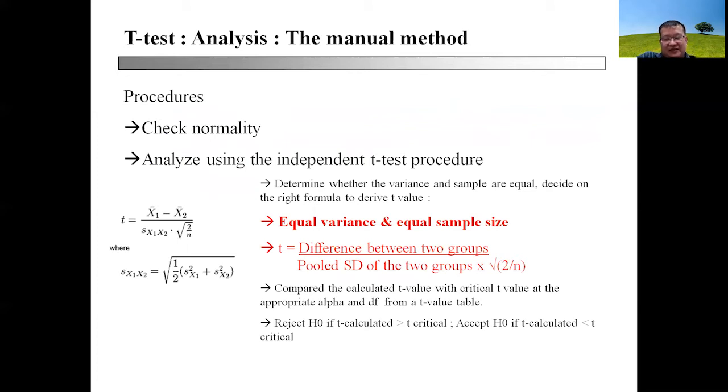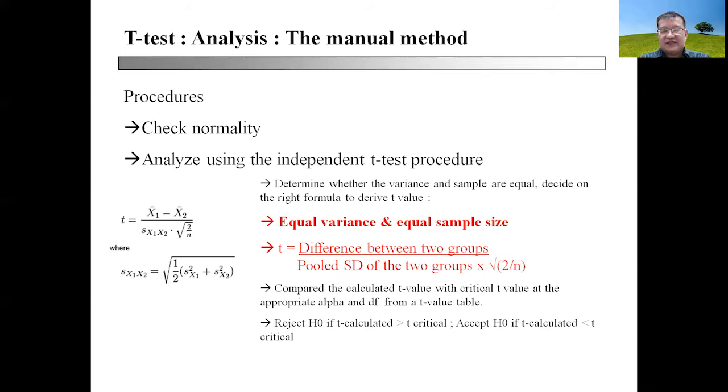The manual method used to perform this independent t-test will have to take into account a few considerations. Of course, as usual, the number one step will be to check normality, and then after that, proceed to analyze using the independent t-test procedure. The first thing that you need to do will be to determine whether the variance and samples are equal and decide on the right formula to derive the appropriate t value, which is why this test is known as the t-test.